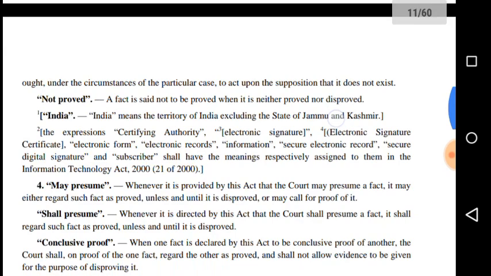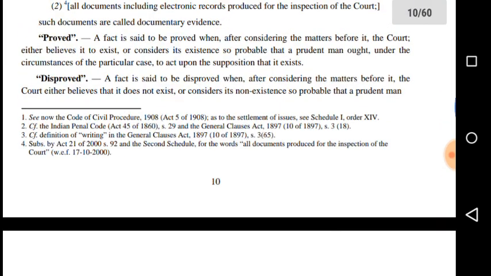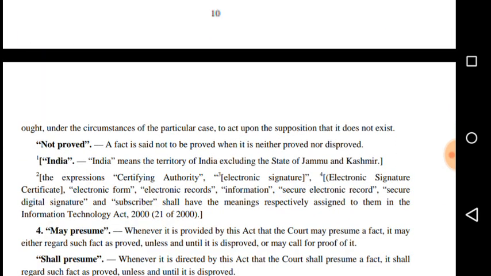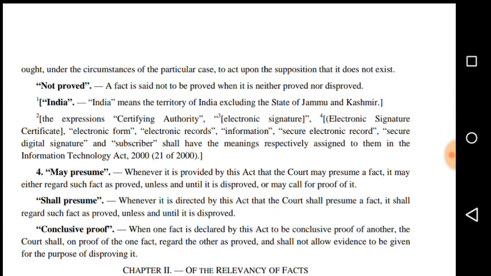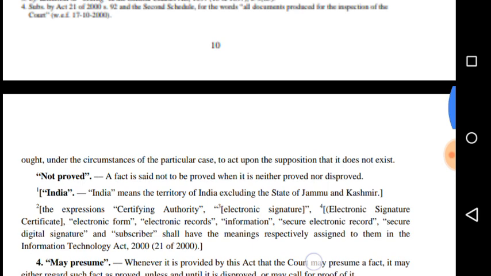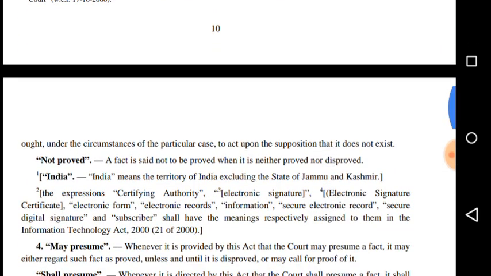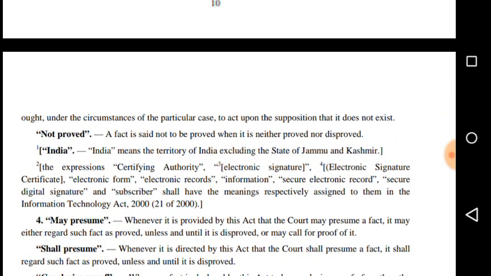Then not proved. Now here: proved, disproved, and not proved. These are technical words used in this Act. Not proved: a fact is said not to be proved when it is neither proved nor disproved. This is the interesting thing, and it is very twisted. Not proved does not mean disproved. It means what? When it is neither proved nor disproved.